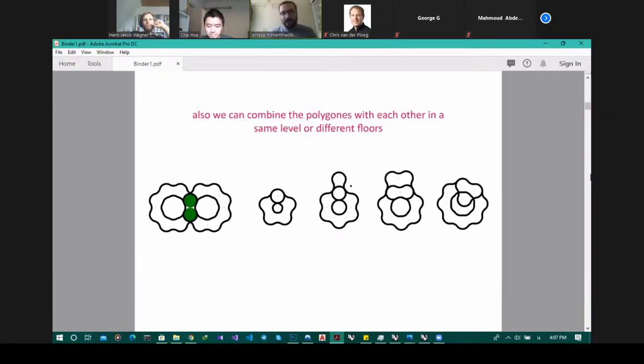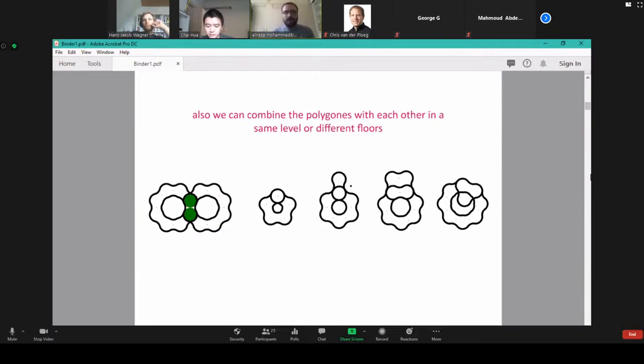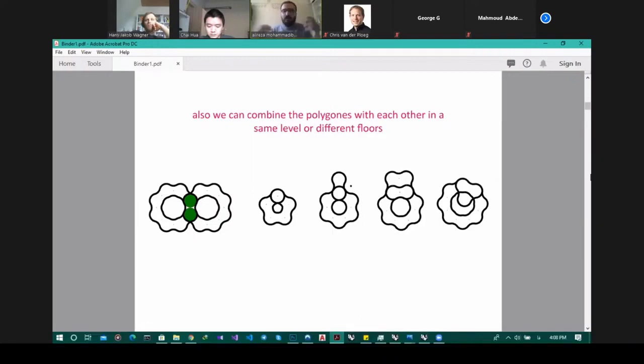and as we see, it has development potential for developing and promoting it on a surface, combining the cells with themselves or with other polygons on the same level or in different floors.